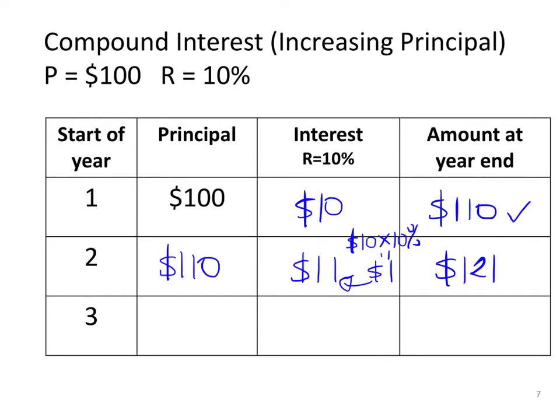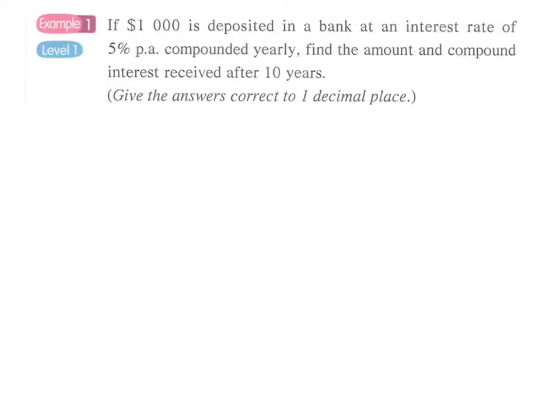$121. And again, this will be the principal of the third year, and the interest in the third year will be $121 times 10%, which in fact equals $12.1. And finally, at the end of the third year, the amount will be $133.1. And now we can look at example 1.